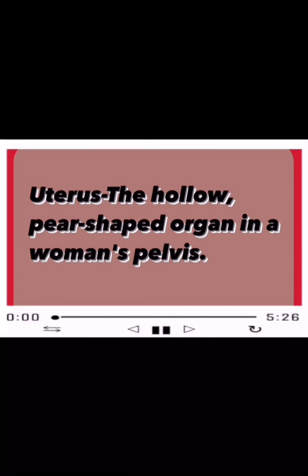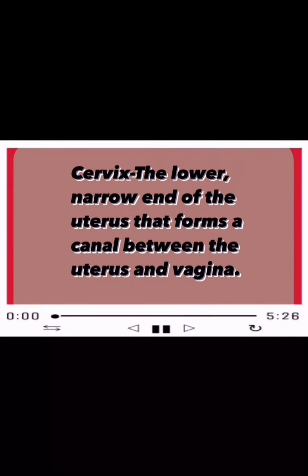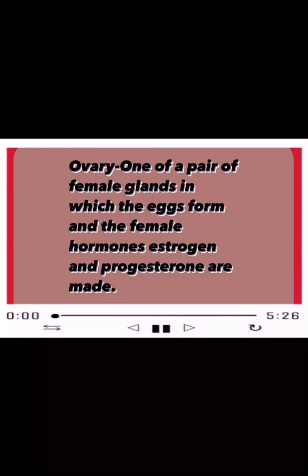Uterus, the hollow pear-shaped organ in a woman's pelvis. Fallopian tubes, either of a pair of tubes along which eggs travel from the ovaries to the uterus. Cervix, the lower, narrow end of the uterus that forms a canal between the uterus and vagina. And last, ovary, one of a pair of female glands in which the eggs form and the female hormones estrogen and progesterone are made.